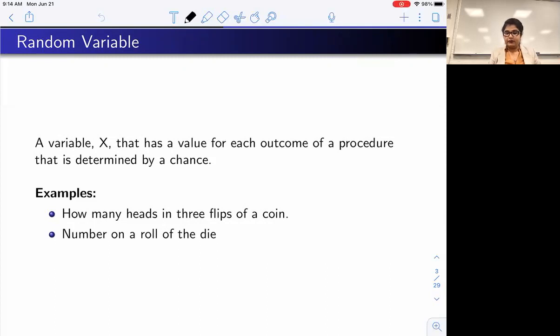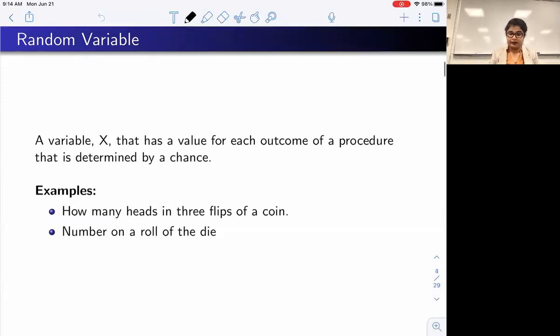So this is what random variable means: the variable X will be a random variable if each of its outcomes from the procedure is determined by chance. For example, how many heads in three flips of a coin? I flip a coin three times, how likely am I to get heads? What is the chance in each procedure that I'm going to get heads? And similarly, if you roll a die, how likely are you to get 1, 2, 3, 4, 5, or 6? It all depends upon chance in the procedure. So this is called a random variable.